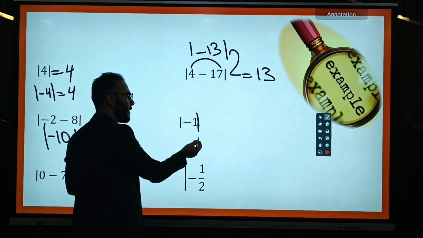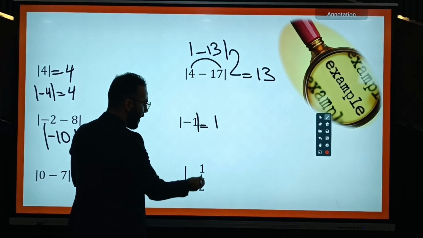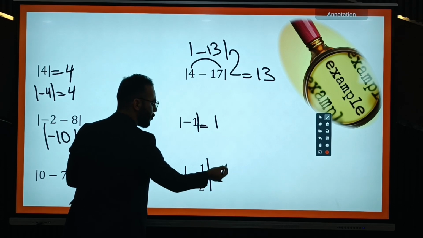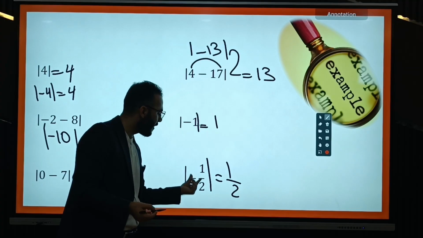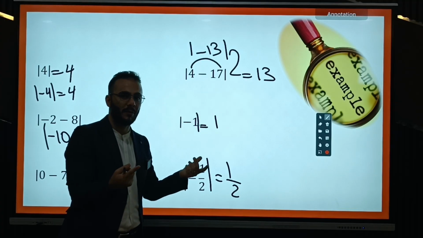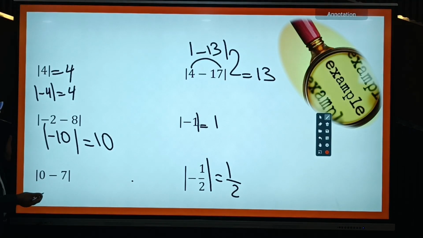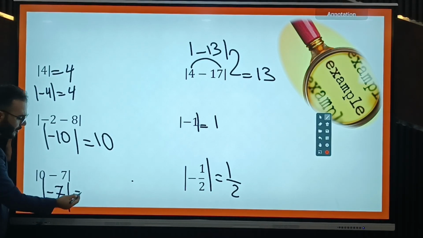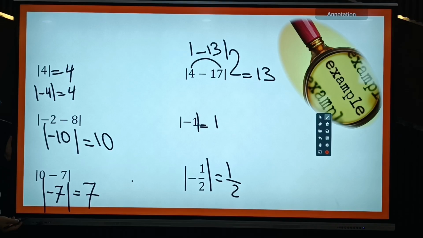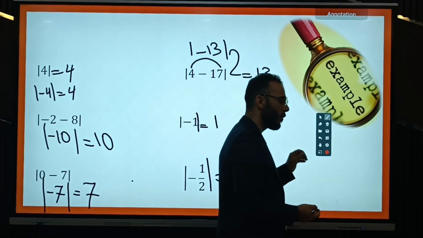How about the absolute value of negative 1? The absolute value of negative 1 is just positive 1. All right? The absolute value of negative 1 over 2 is equal to 1 over 2, of course positive, because the absolute value will make the result positive. How about here, the absolute value of 0 minus 7? It is equal to the absolute value of negative 7, which is equal to positive 7. That is regarding absolute value of numerical problems.